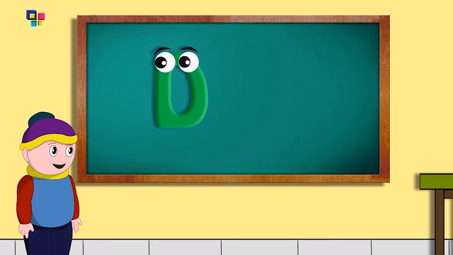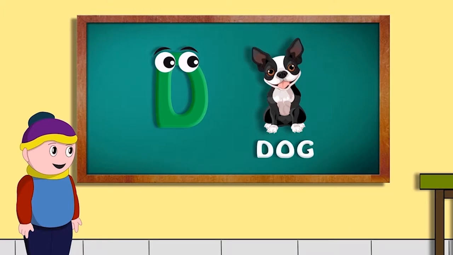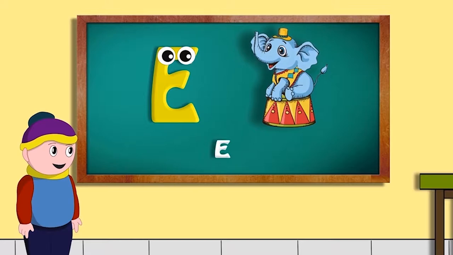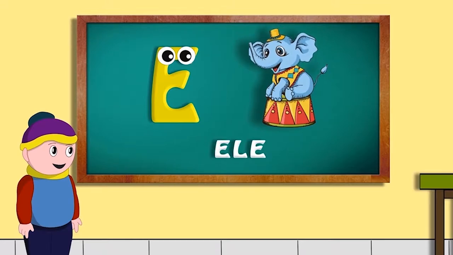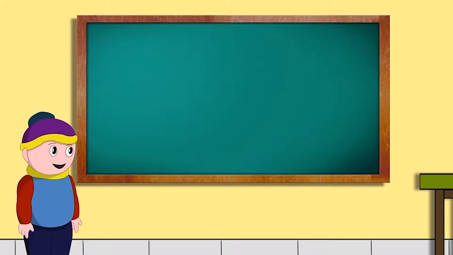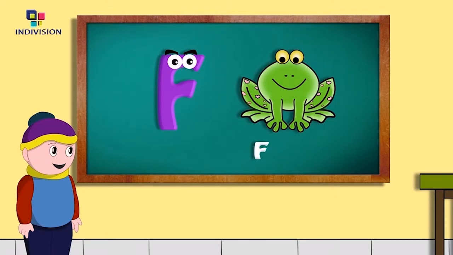D for dog. D, O, G, dog. E for elephant. E, L, E, P, H, A, N, T, elephant. F for frog. F, R, O, G, frog.